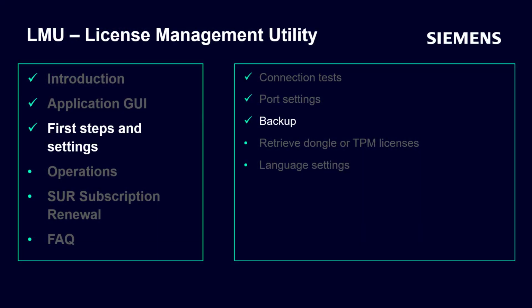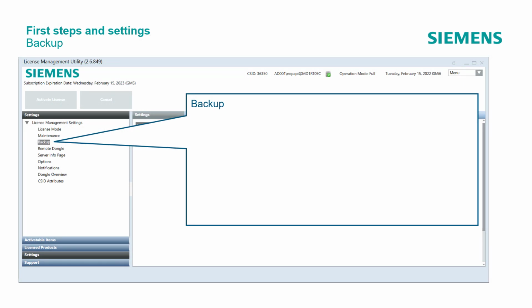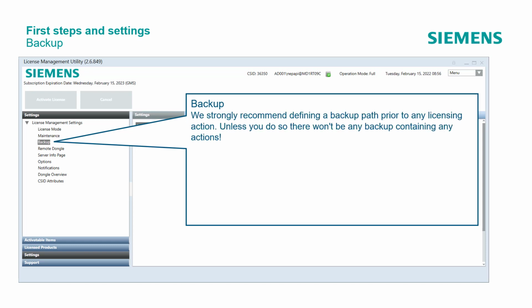License Management Utility can back up the licenses to a path that is defined by the user. After each licensing operation, this function will save the latest licenses to this location automatically. In case of a failure, the backup folder can be used to restore the licenses. Please note, we strongly recommend defining a backup path prior to any licensing action. Unless you do so, there won't be any backup containing any actions.